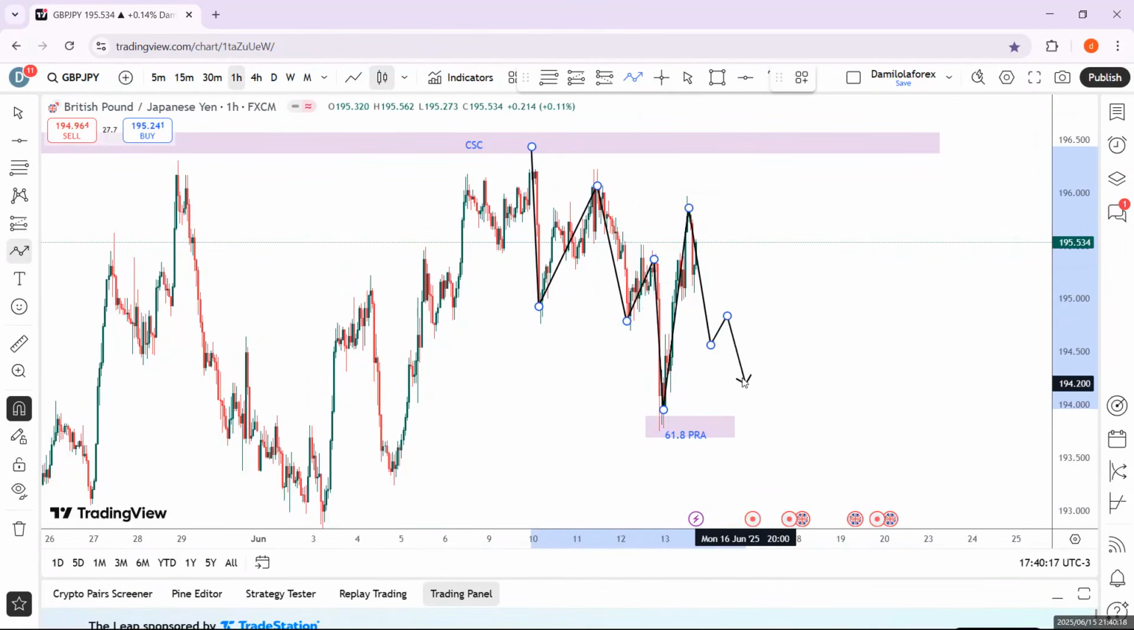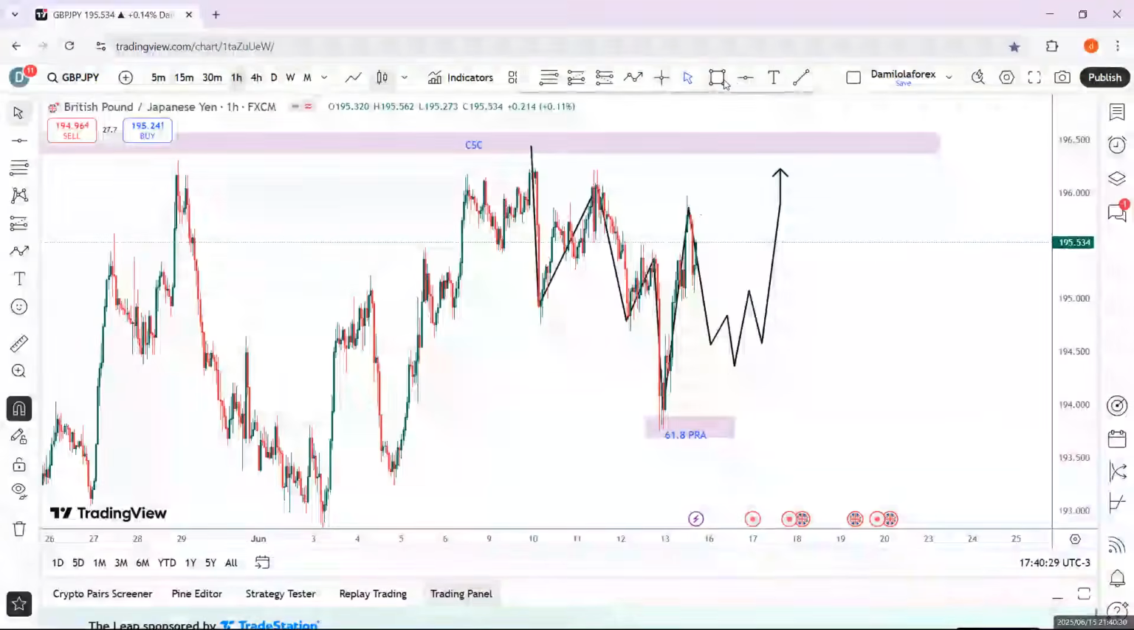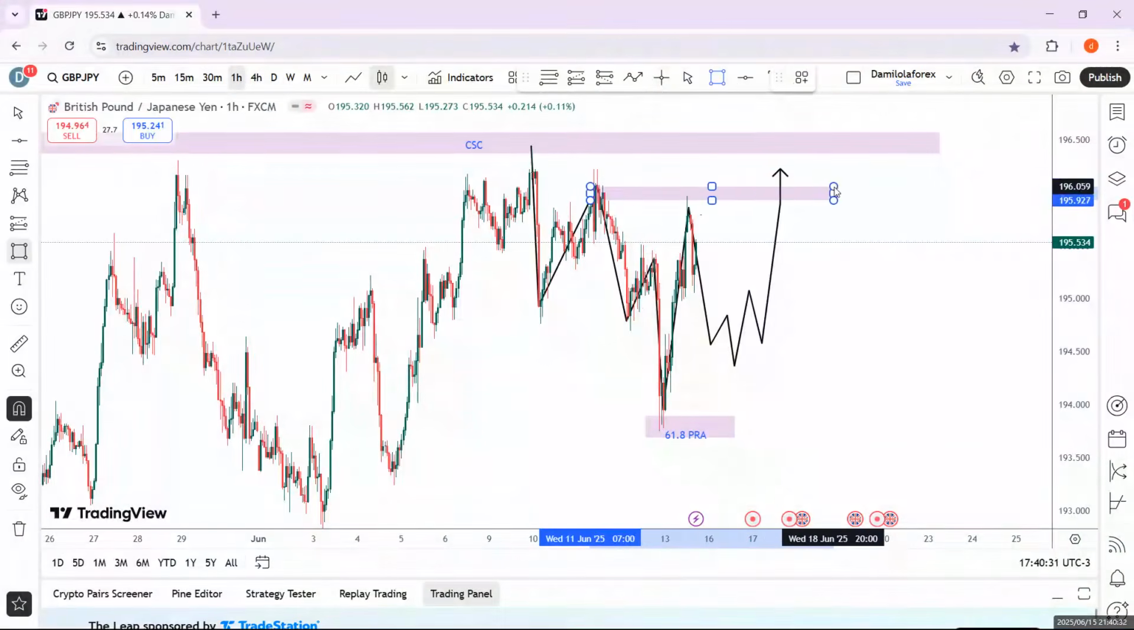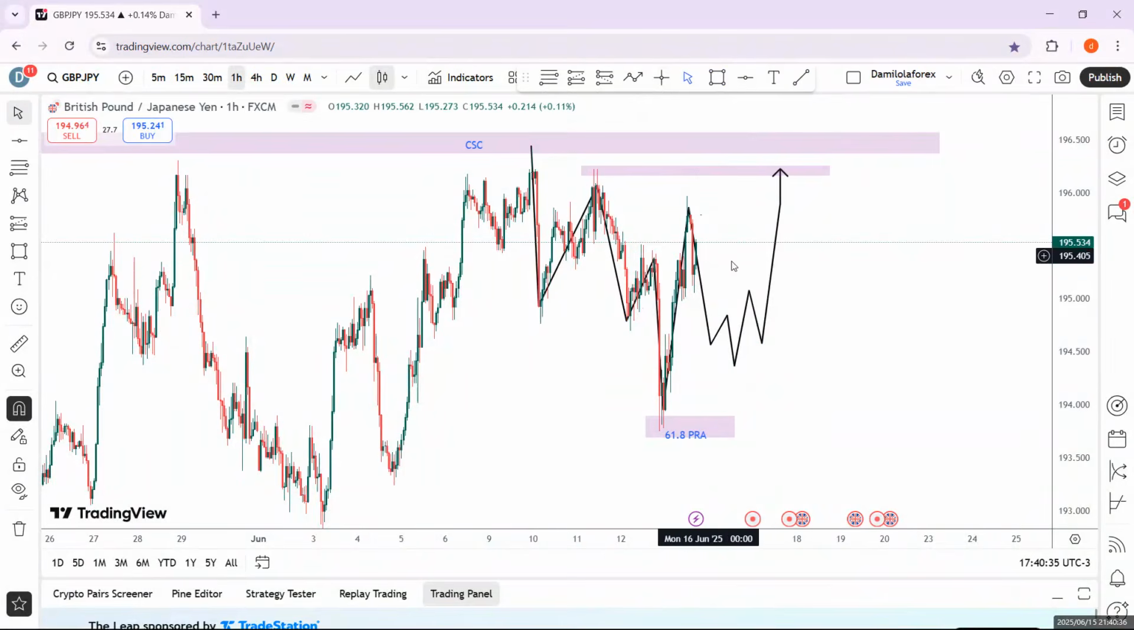I must see a break of the structure that brought it down to the 61.8. If I see a break, I can buy pinpoint, or I can wait for a discount again at this resistance, which it got to before it fell. I would break even. Then this level right here within the structure circle will be my take profit level. However, we must see a break of the structure.